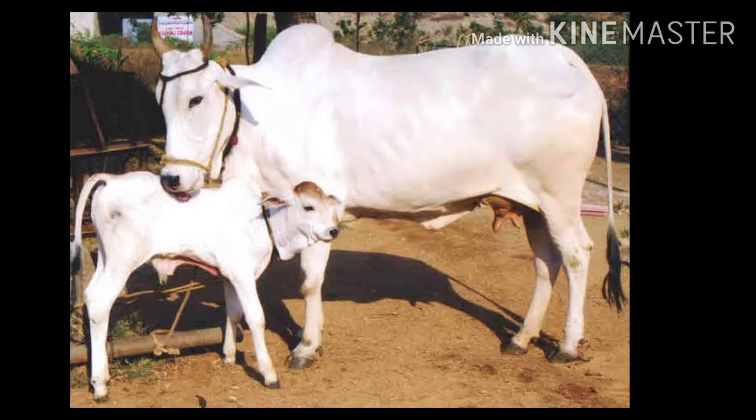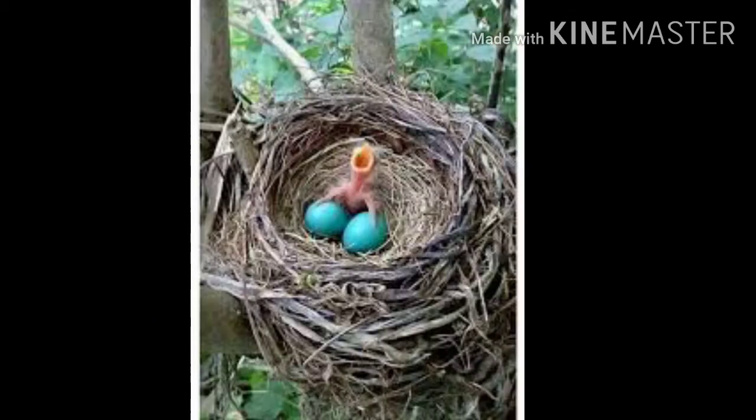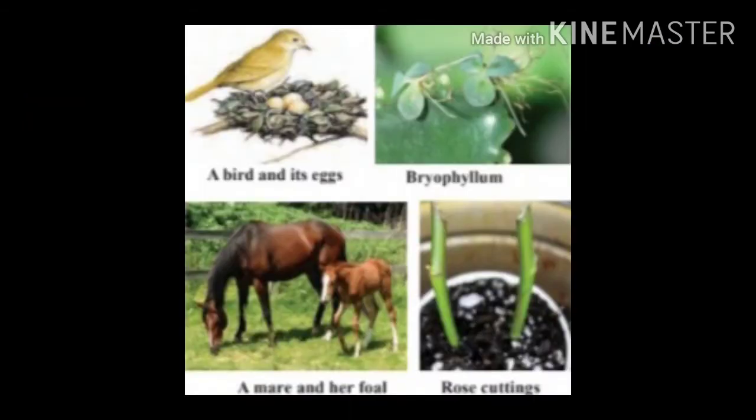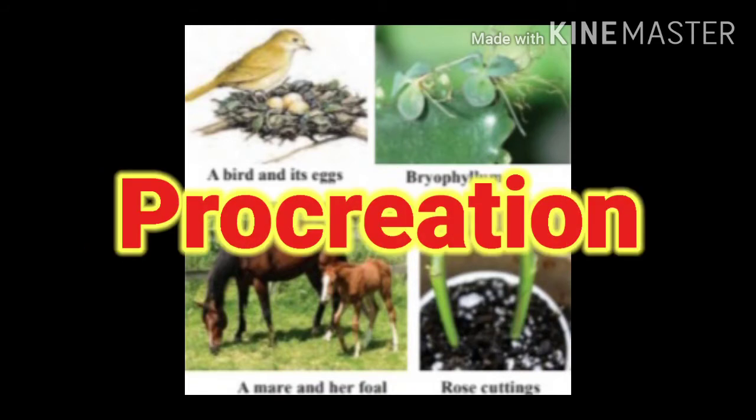Some animals give birth to their young ones. Some lay eggs. Their young ones hatch out of the eggs. New plants are produced from the seeds, stems, or leaves of plants. The process by which a living thing generates a new living thing like itself is called reproduction or procreation.